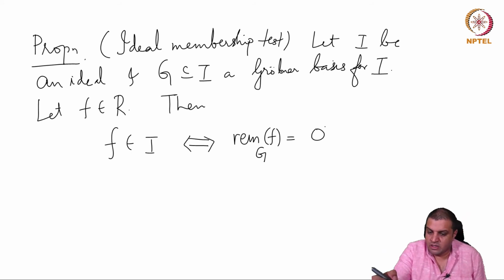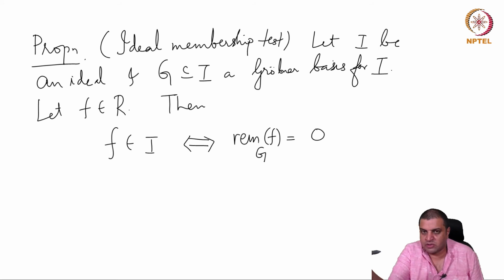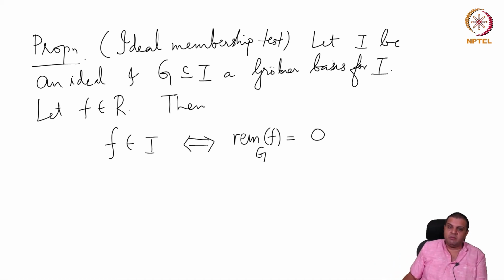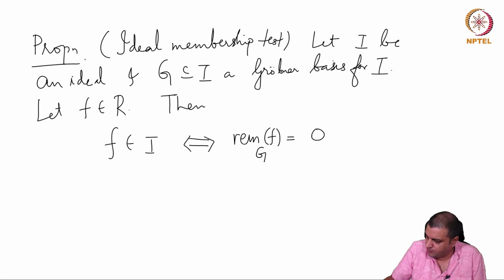So this again works for, first of all, to make sense of the remainder when divided by G, G must be a Gröbner basis. The remainder part, the R in the division algorithm at the end, is unique when we work with a Gröbner basis. So this is well defined, okay? And then we can ask this question. So this is what is called the ideal membership test, and this is one of the first immediate applications of the theory of Gröbner basis. Okay. Proof.